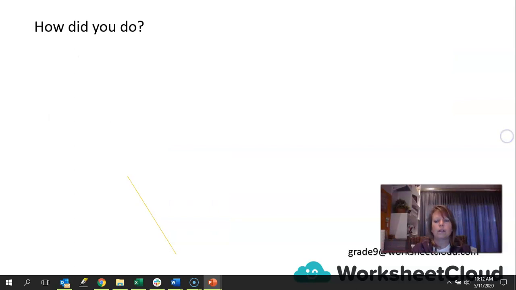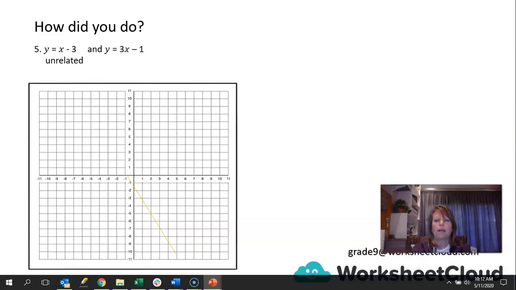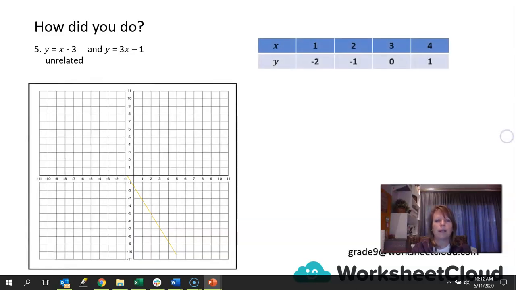Right, and the last one. Well, our yellow line has already appeared, so we know what that's going to look like, but never mind, let's carry on. Okay, we've got different gradients, different y-intercepts, we can pretty much say that these graphs are unrelated. There is our Cartesian plane. There is our blue graph points, our blue ordered pairs, where x is 1, y would be minus 2, because 1 minus 3 is minus 2. Where x is 2, it would be minus 1.